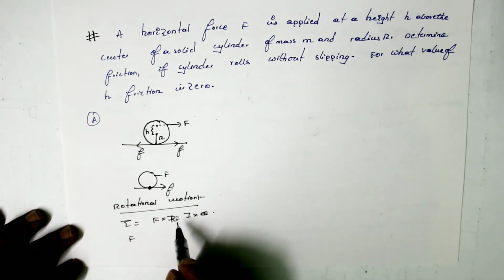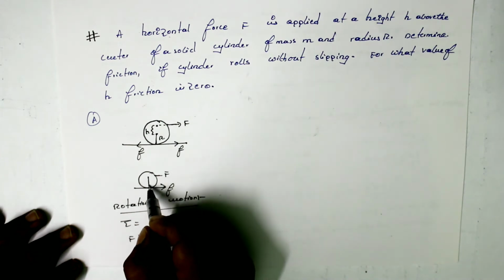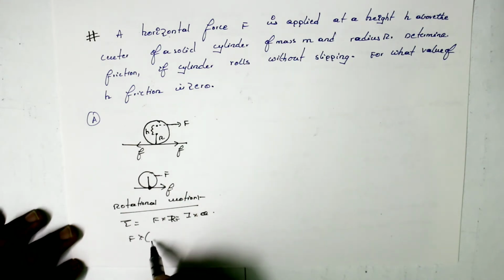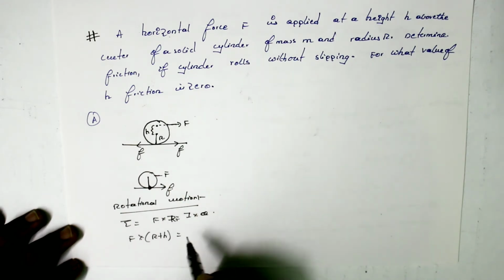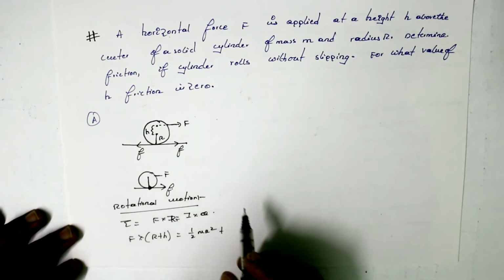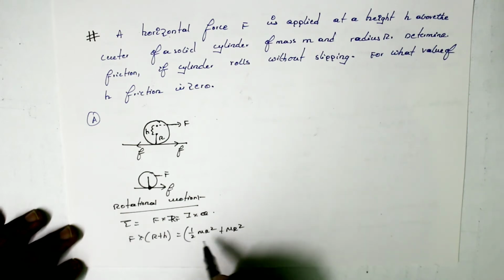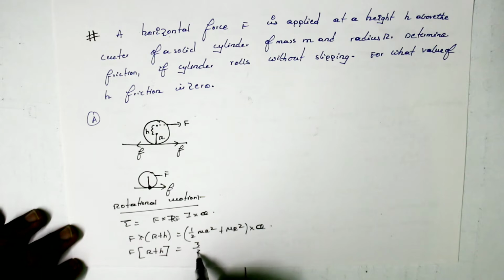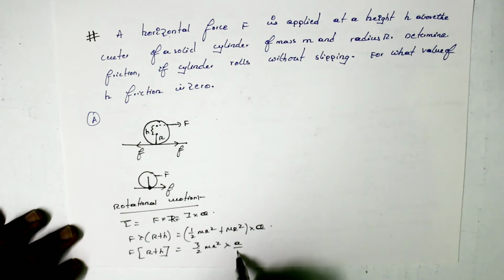So F into R, at what distance am I applying this force? I am applying this force at a height of R plus H. So F into R plus H is equal to the moment of inertia about this point. I can write it as half mR squared for a cylinder when the axis is at the center, and by using the parallel axis theorem, plus mR squared, into alpha. Therefore, F into R plus H is equal to 3 by 2 mR squared into alpha, and alpha can be written as A by R.